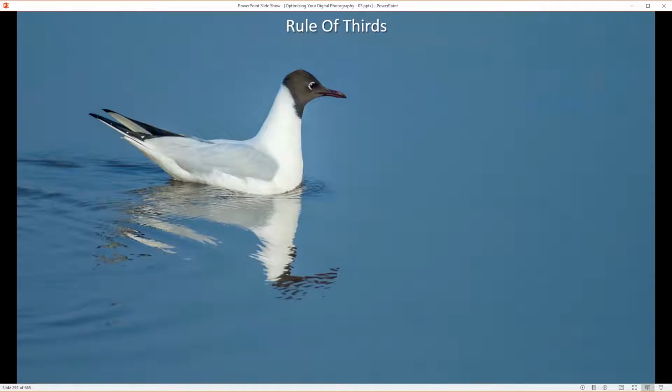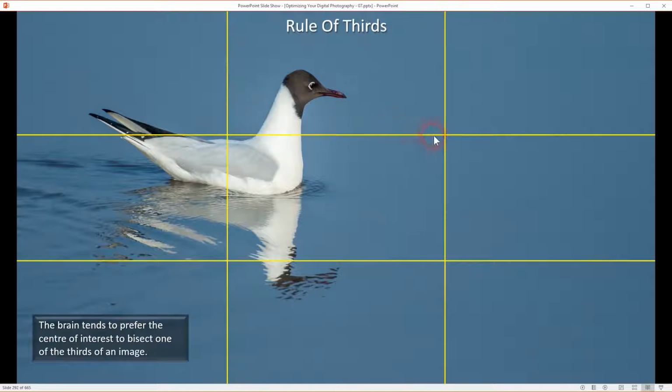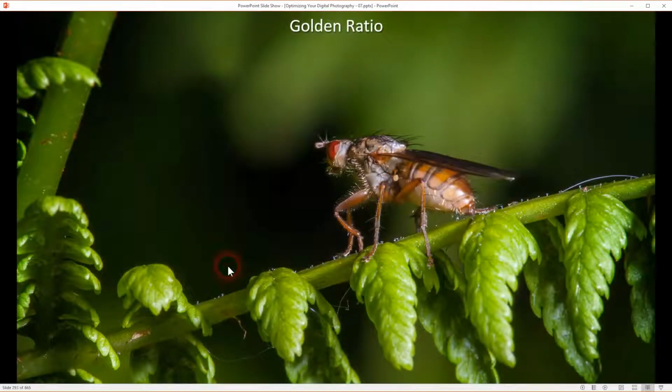Rule of thirds. This is probably one of the most basic ones. So the brain tends to prefer the center of interest to bisect one of the thirds of an image. Either here, here, here, or here.